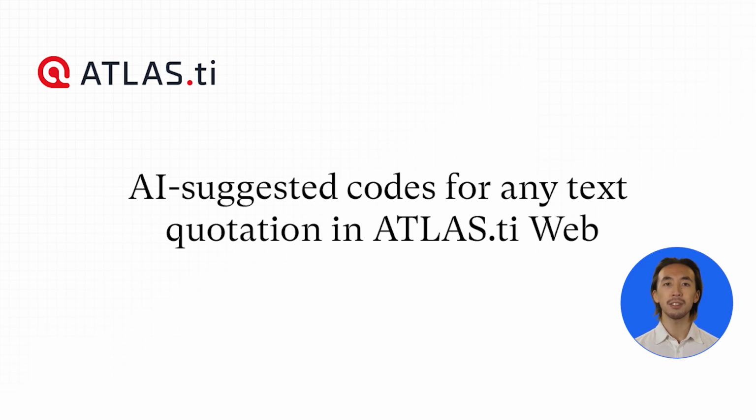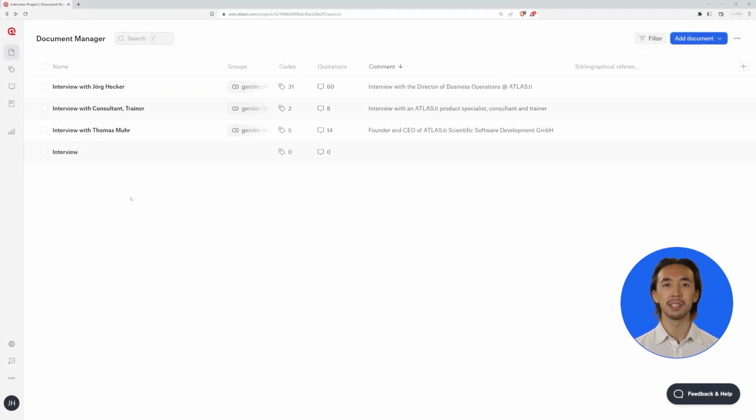AI suggested codes for any text quotation in ATLAS.ti Web. ATLAS.ti Web's AI tool for suggesting codes is fully integrated within the usual coding process, so you can code your data as you have always done.